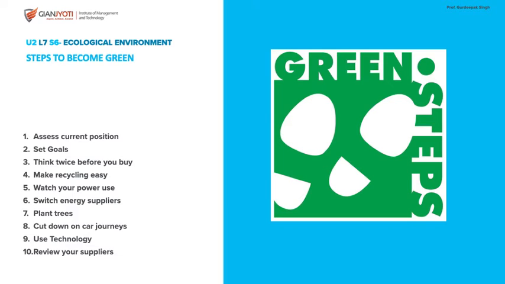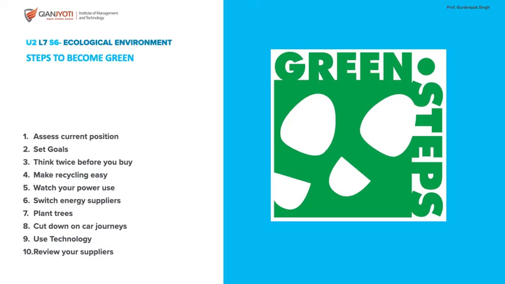Now, we can adopt this in our lives as individuals, but for companies, these are the 10 steps to become green. We call them green steps. First is to assess our current position, then set some goals. Whenever we talked in the last lesson about consumerism, that is earn more, spend more, consume more. So here we are talking: think twice before you buy, make recycling easy, watch your power use, switch energy suppliers.